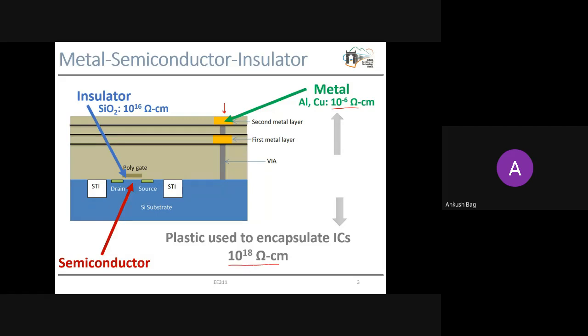Now the thing that I want to note here is the change in the resistivity. In terms of materials, we are utilizing metals, insulators, semiconductor, as well as this plastic to encapsulate your IC. In terms of conductivity or resistivity, there is a 10 to the power 24 order of change. So there is a large change in terms of conductivity.